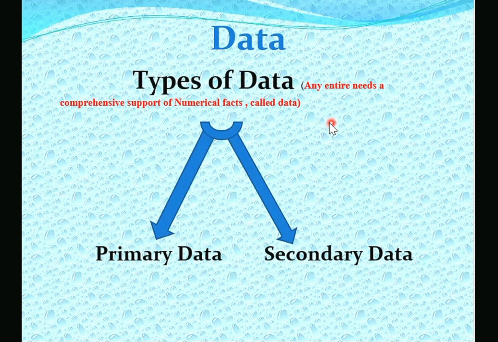Second is external sources. These external sources refer to the data collected from outside the organization. They can be in published or unpublished form. Now let us discuss the data types. Data are mainly of two types, primary data and secondary data.